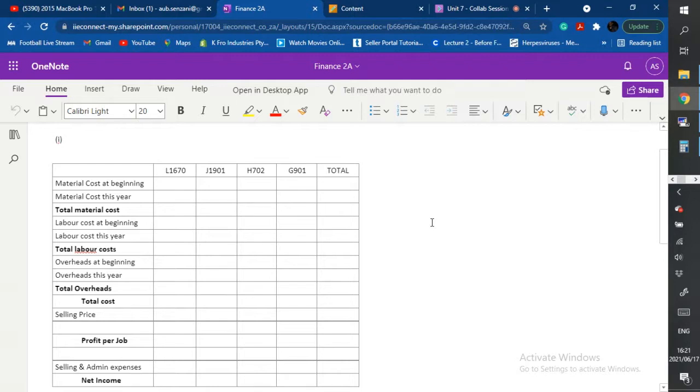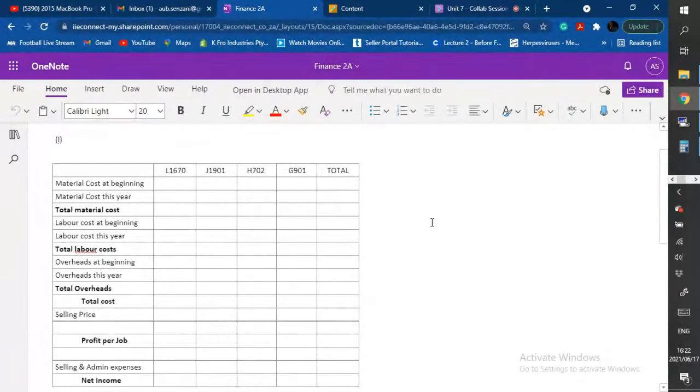Then they say jobs in progress at beginning of the year. Can you see that? So this is the work in progress. You can just quickly put WIP somewhere there. All right. And then you can see in relation to materials, in relation to labor, and in relation to overheads. Okay. And then obviously you've got your totals over there. Okay. No problems.